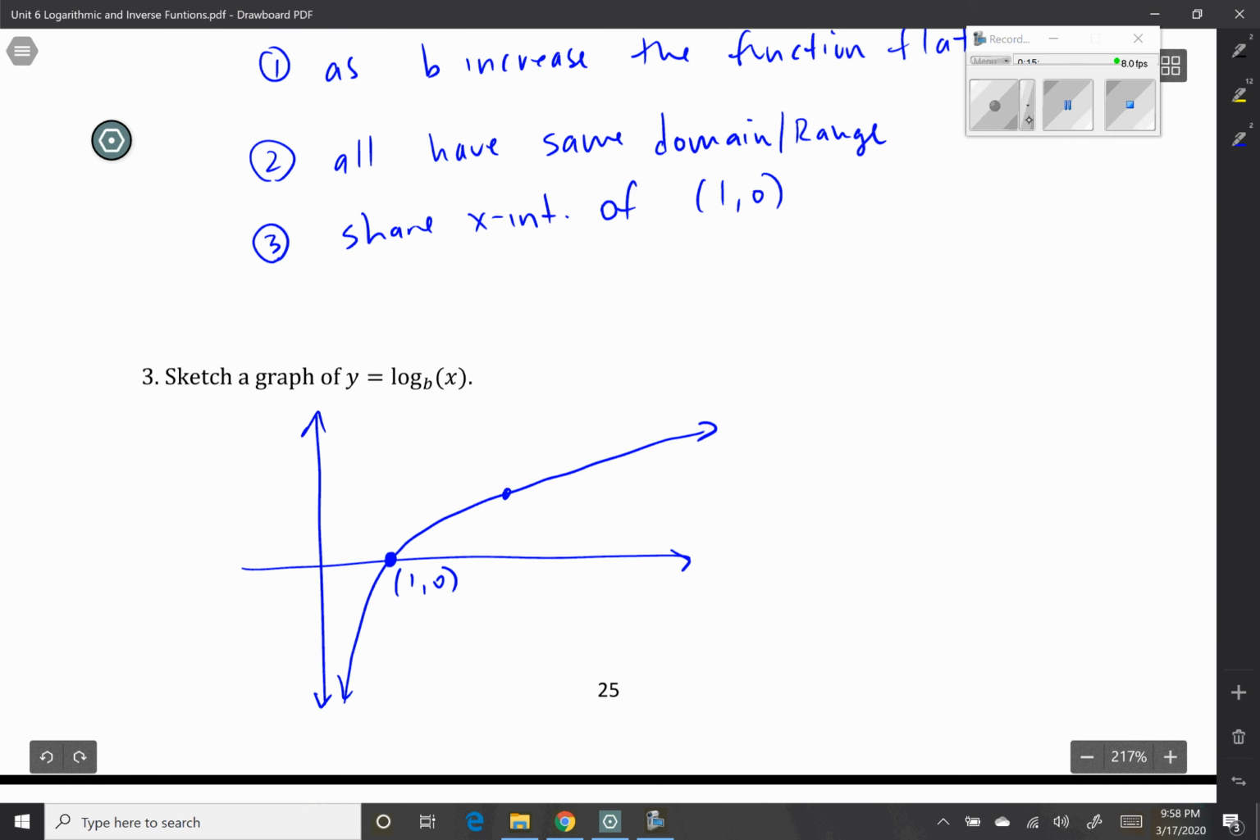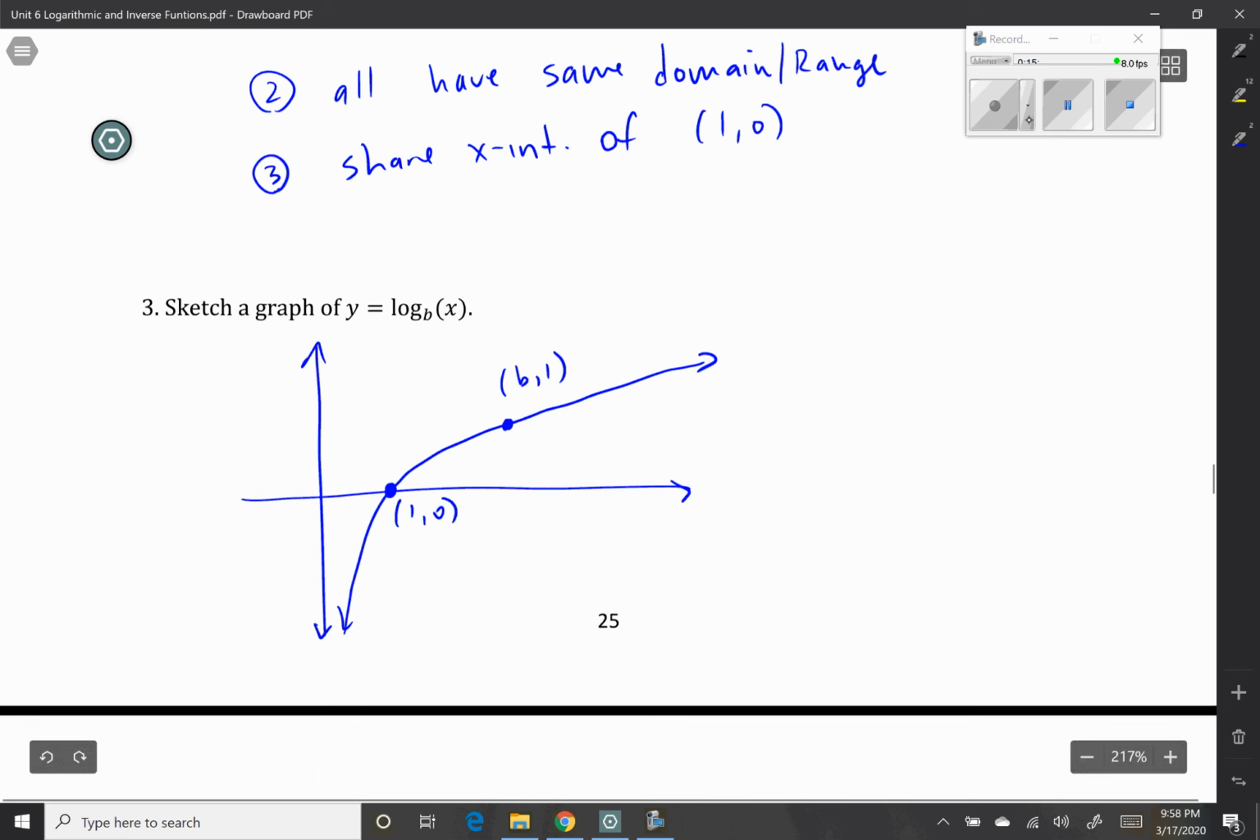So my sketch is going to include the point (1, 0). It's also going to include the point (b, 1), because whatever that base is going to generate a y value of 1. I just don't know what b is, so I can't really estimate it correctly. But this is a good graph of what we're trying to show here.